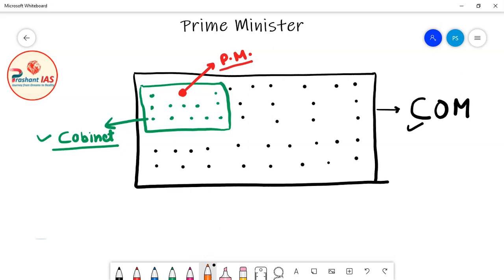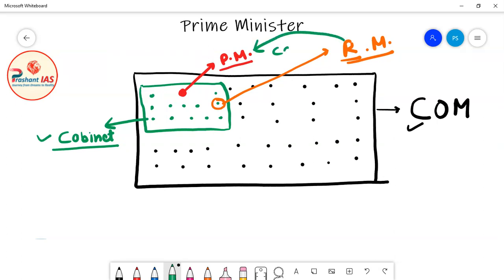So let's suppose that this minister in the orange circle is the railway minister. Now friends, Prime Minister of India has the power to call him. Prime Minister will call him and can ask for any information from him, and it is his duty to give all the information asked by Prime Minister. So Prime Minister has the power to ask for any information from any minister.